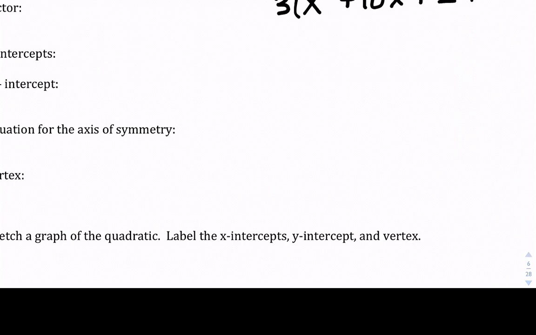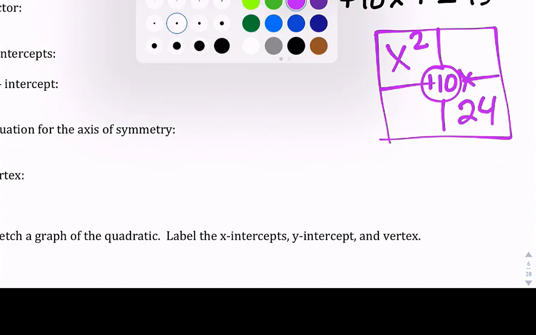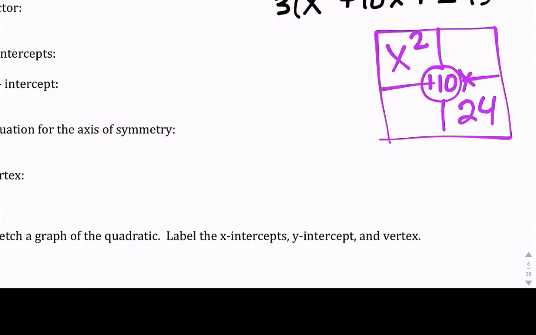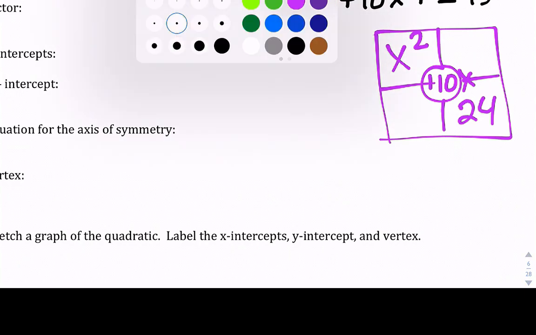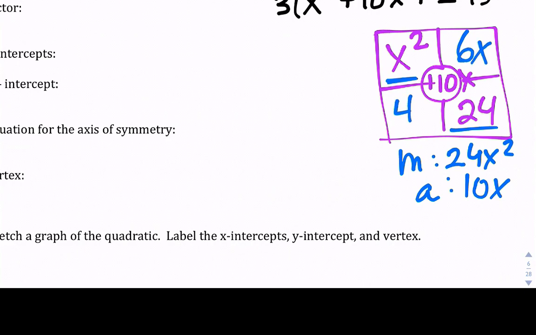Next up, I'm going to put the trinomial in a box and circle. So we've got x squared, 10x, and 24. I want to know what multiplies, let's use blue, to the first box and the last box, so 24x squared, that adds to 10x, the middle box. And that would be 6 and 4. So 6x and 4x multiply to that.